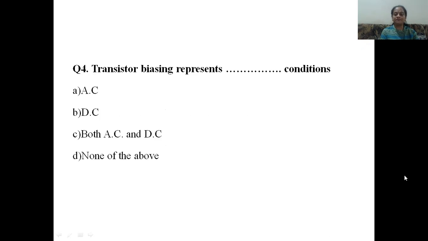Transistor biasing represents what condition? So what is biasing? First we go with the answer. Transistor biasing represents dash condition: AC, DC, both AC and DC, or none of the above. I already said that before applying the signal, we apply biasing, which is nothing but applying DC voltages to the transistor. So naturally, transistor biasing represents DC conditions.